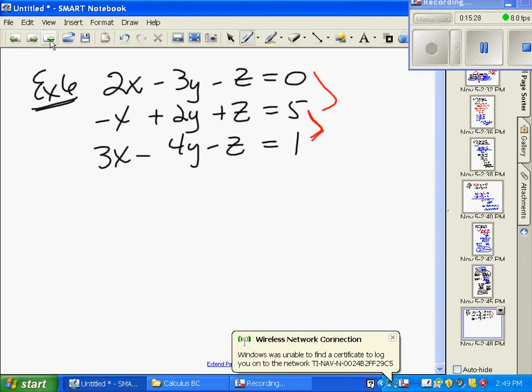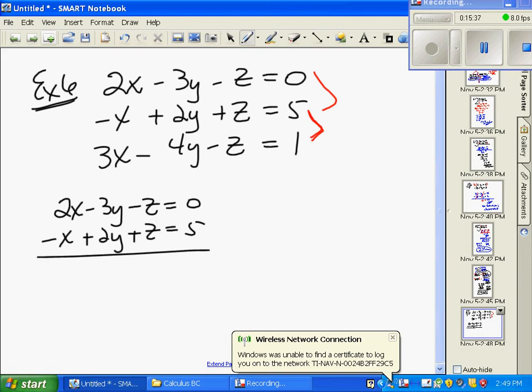If I take the 2x minus 3y minus z equals 0, match it up with negative x plus 2y plus z equal to 5, add those two together, I get x minus y equal to 5. The z's canceled. Okay, so since the third equation still has x, y, and z, I can either put the first and the third together or the second and the third. And I'm actually going to do the second and the third, because I see that the z's will cancel without me doing anything.